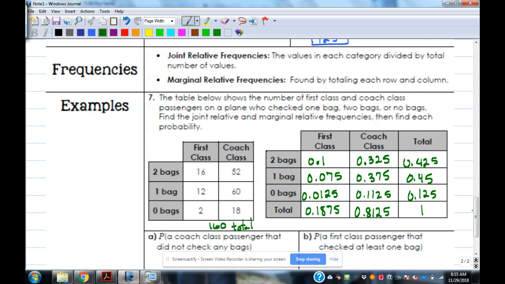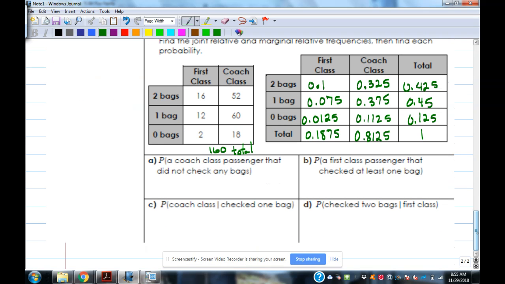All right, so let's get some answers here. Probability of a coach class passenger that did not check any bags. Coach class passenger, no bags. Where's that at in our chart? Coach class column, no bags.